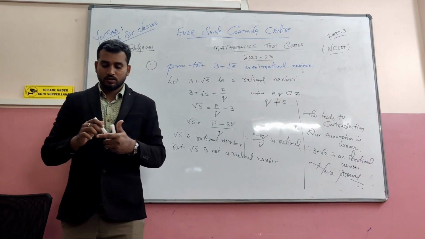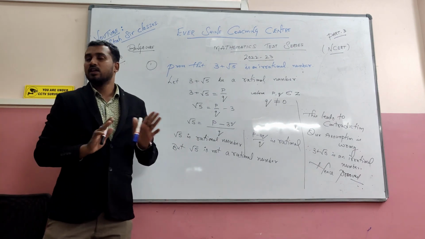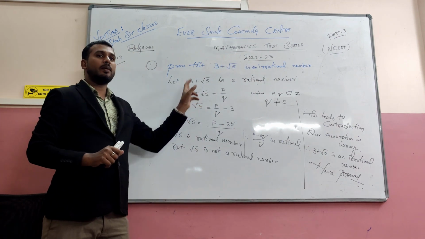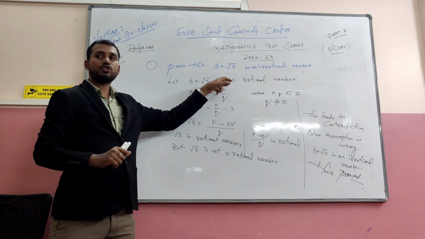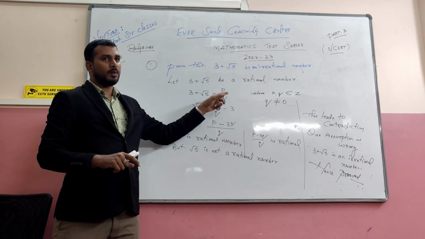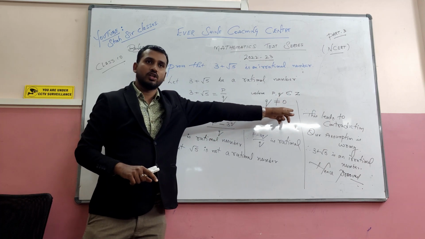Hence proved. Steps are simple. Did you understand the steps? First assume it is a rational number. Write in the mathematical form. Understood? What is the mathematical form of a rational number? 3 plus root 5 is equal to p by q, where p, q belong to z and q value should not be equal to 0.